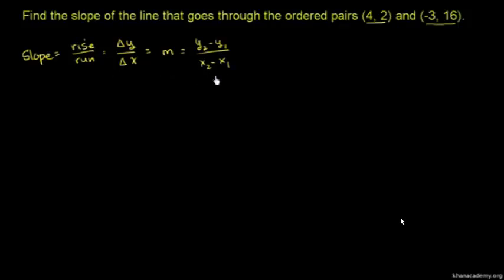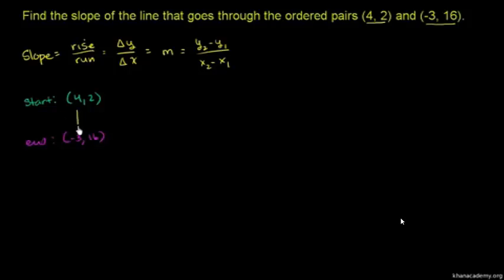So whatever of these work for you, let's actually figure out the slope of the line that goes through these two points. Actually, we could do it both ways. We could start at this point and go to that point and calculate the slope, or we could start at this point and go to that point and calculate the slope. So let's do it both ways. Let's say our starting point is the point (4, 2), and let's say that our endpoint is (-3, 16).